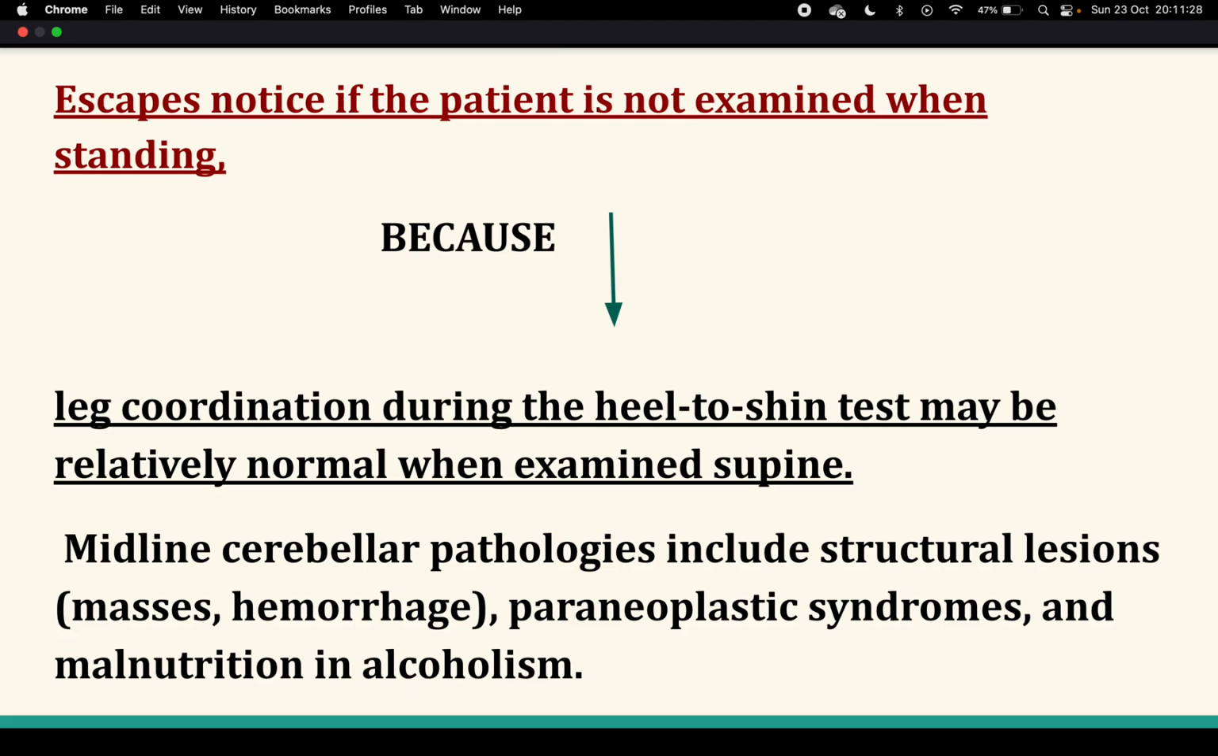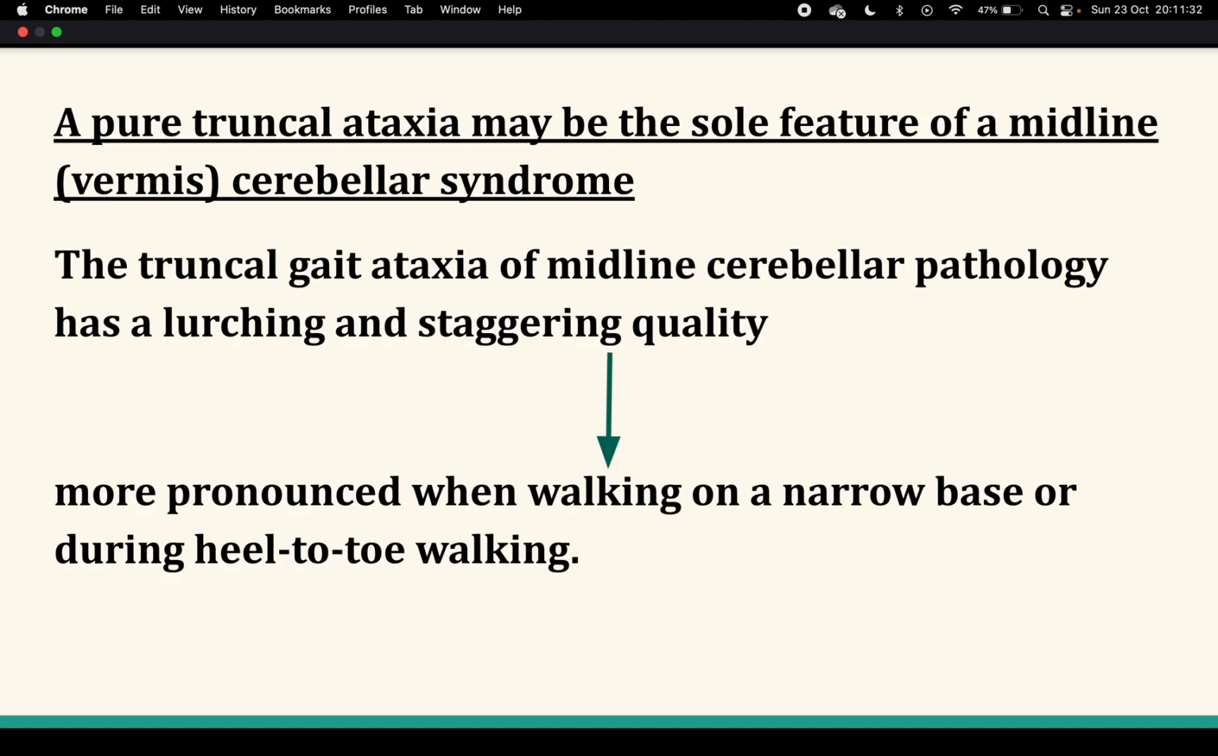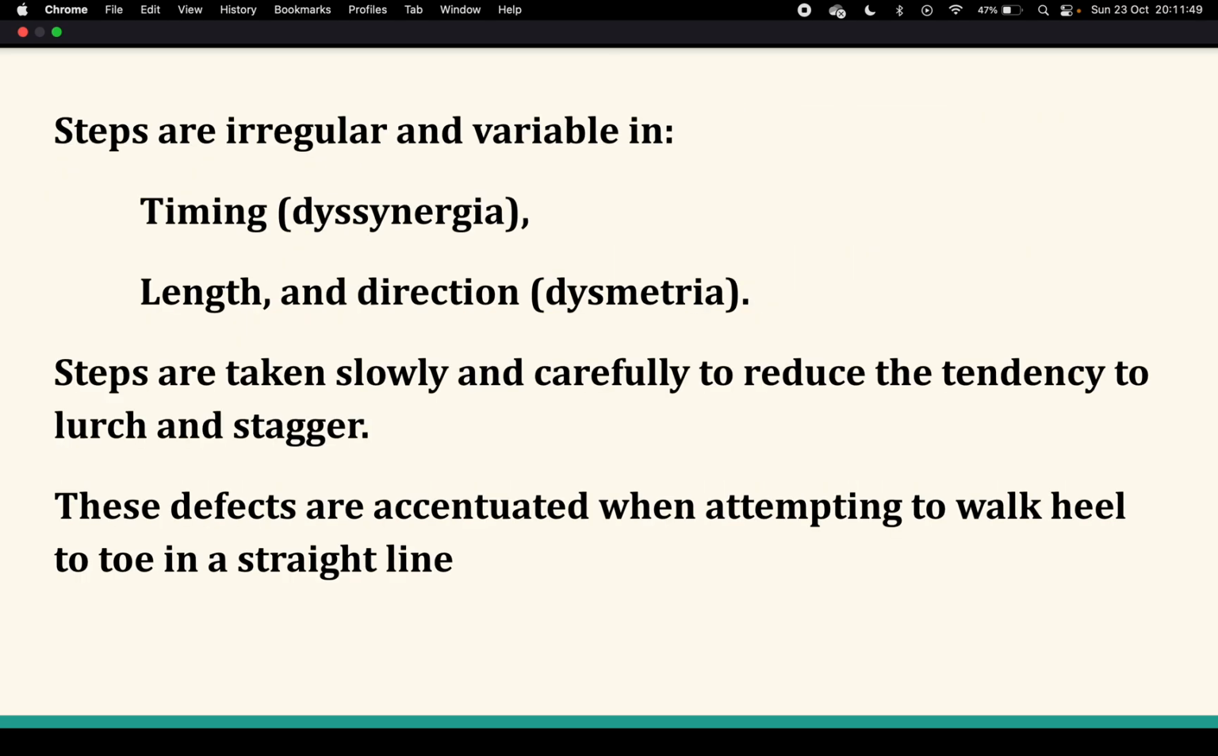Midline cerebellar pathologies include structural lesions, paraneoplastic syndromes, and malnutrition like alcohol. A pure truncal ataxia may be the sole feature of a midline, that is vermis, syndrome, and the truncal gait ataxia of the midline cerebellar pathology has a lurching and staggering quality. It is more pronounced when walking on a narrow base or heel-to-toe walking.